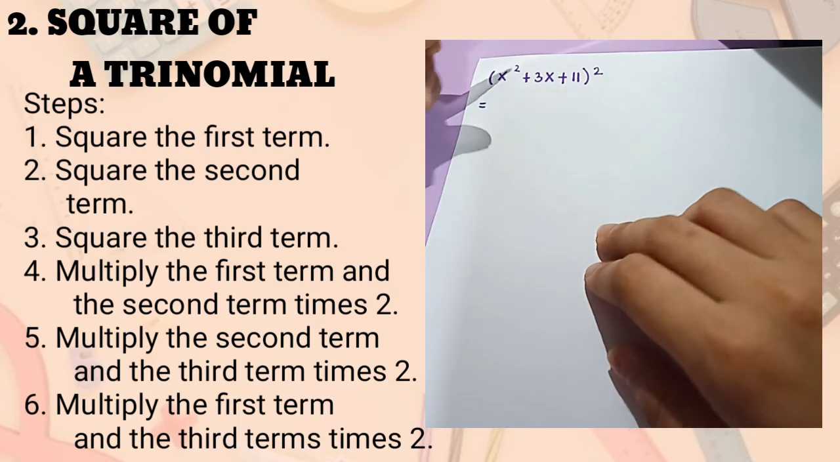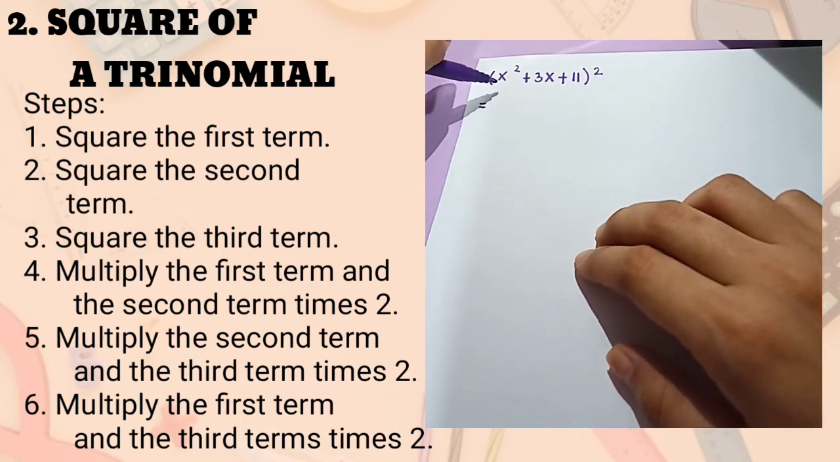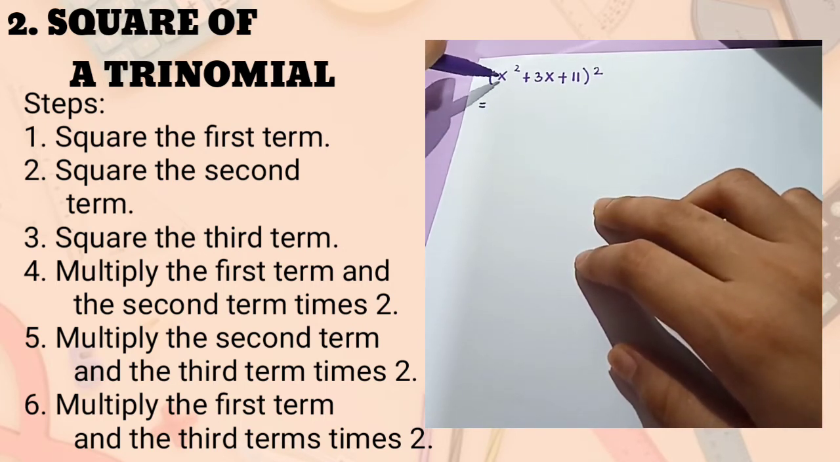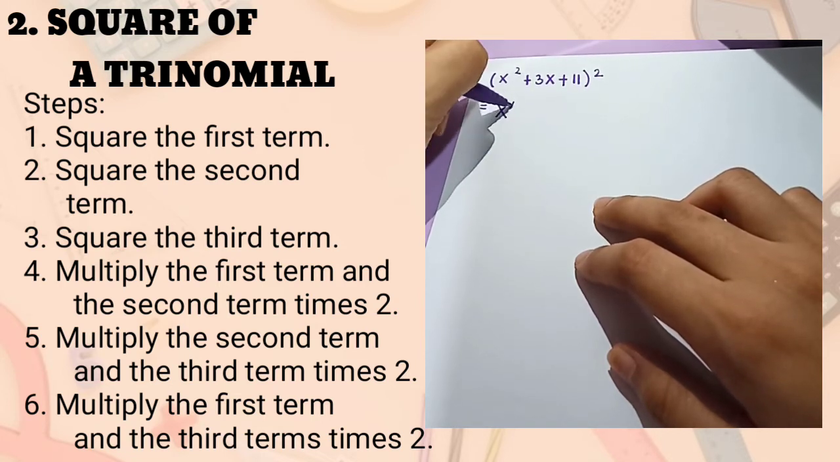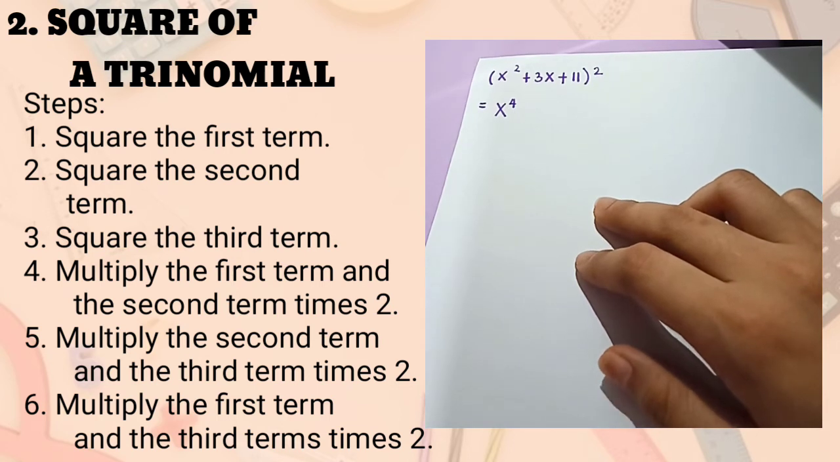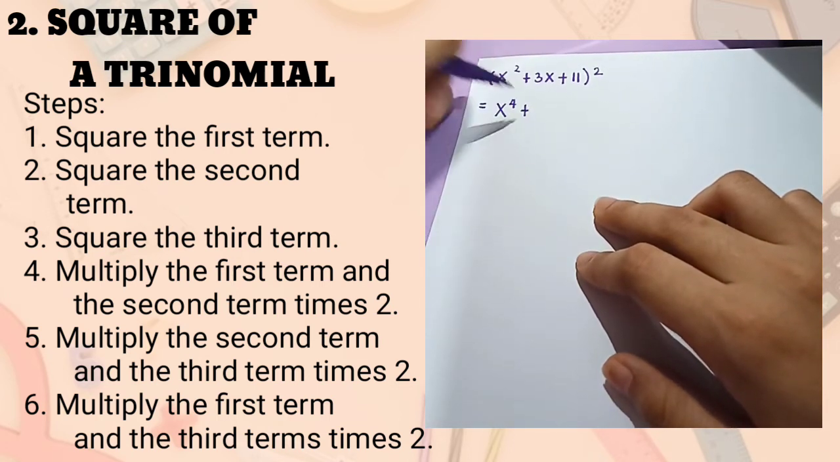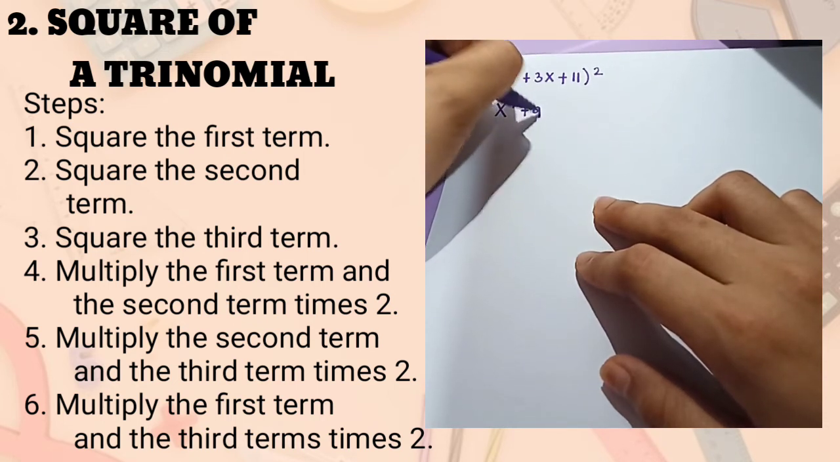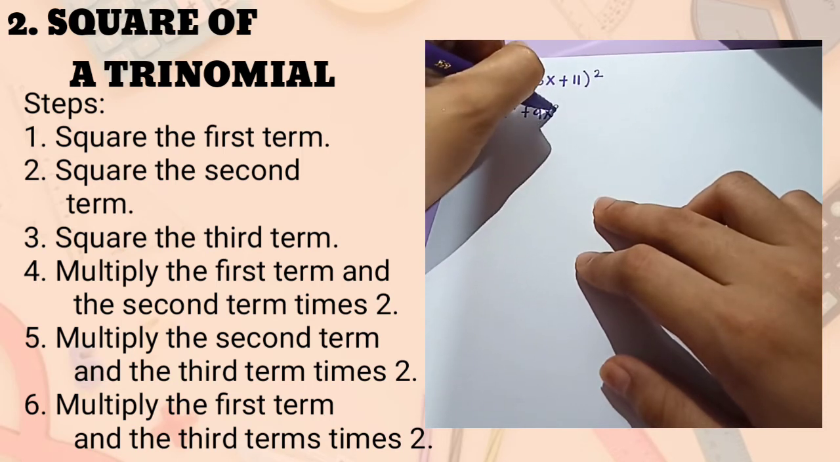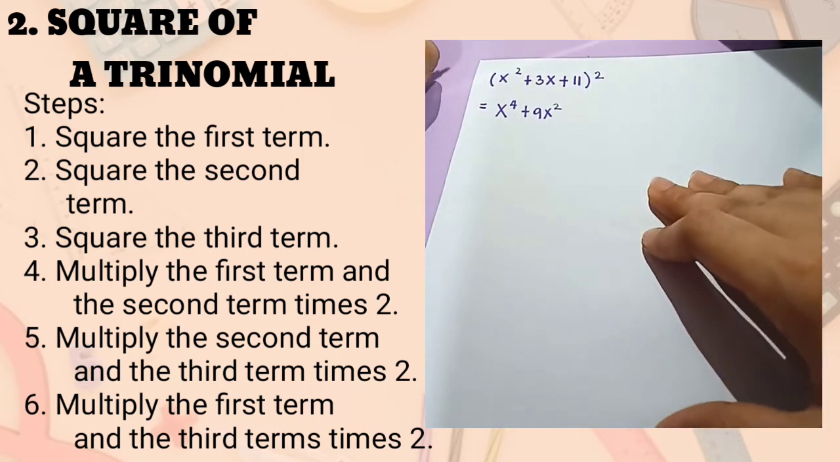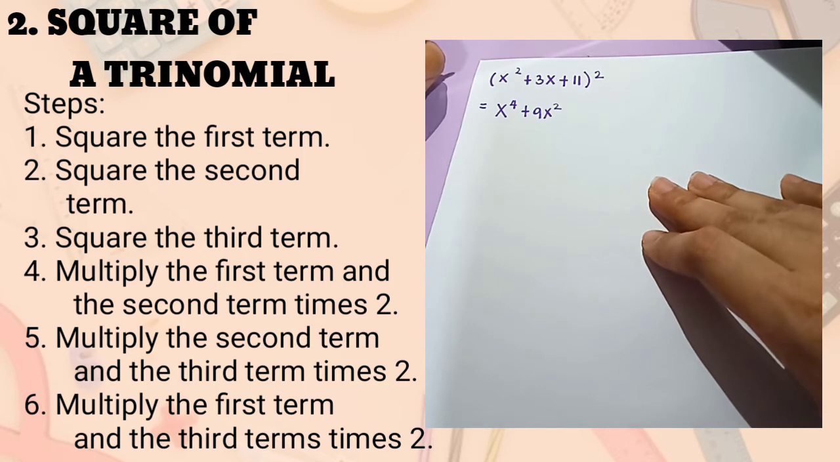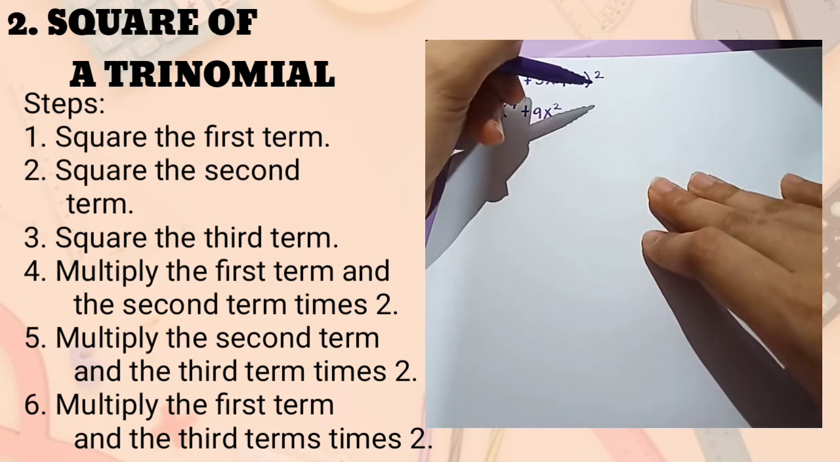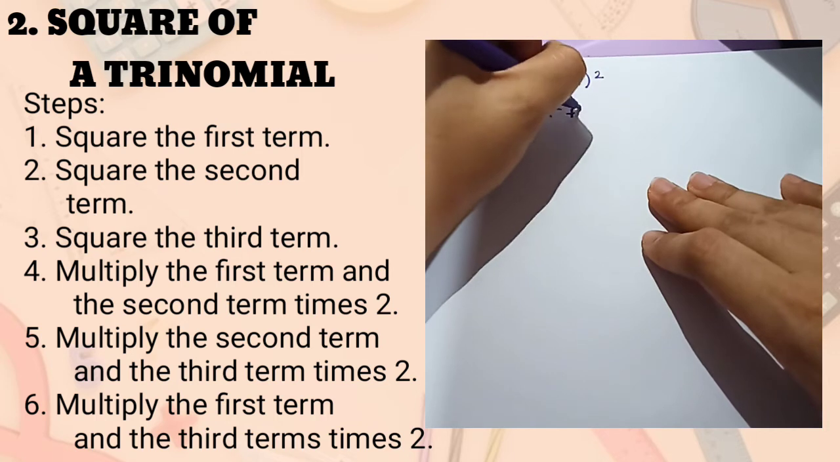Okay? So, unang step, square natin yung first term. So, yung x squared ay equals to x to the fourth power. Pangalawa, square natin yung second term. So, 3x squared. So 3 times 3 ay equals to 9, then x squared. Sumunod, square natin yung third term na 11. So, 11 times 11 ay equals to 121.